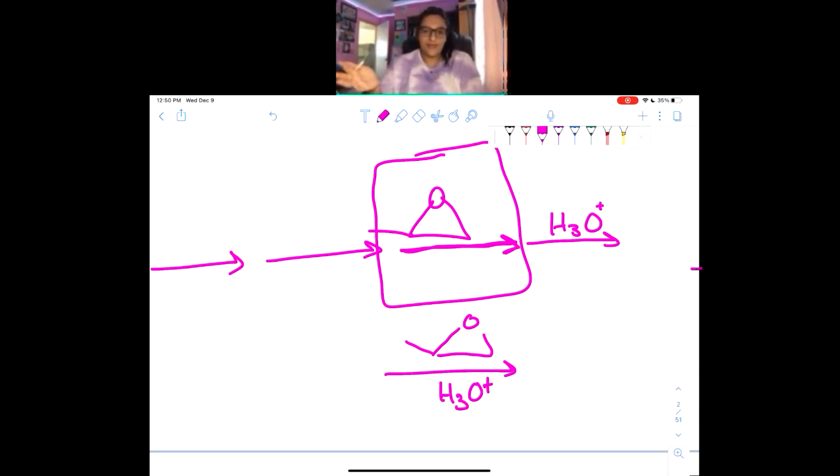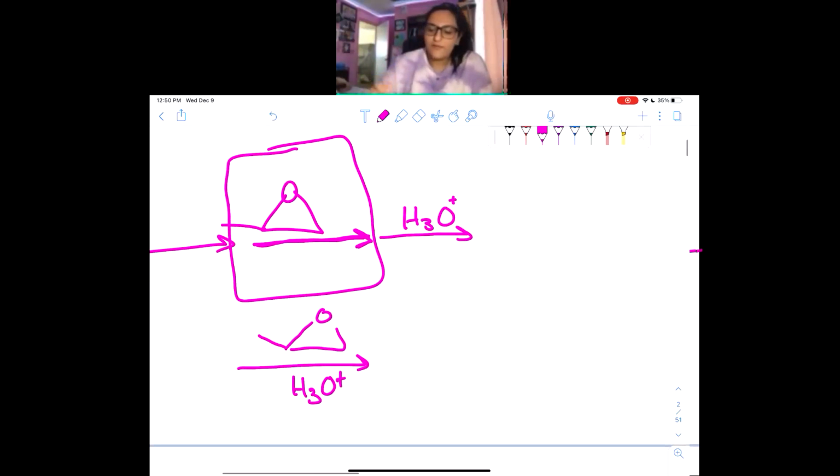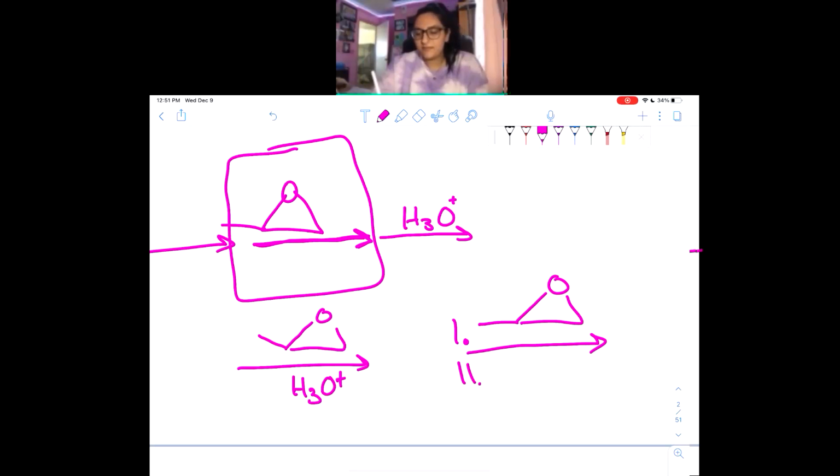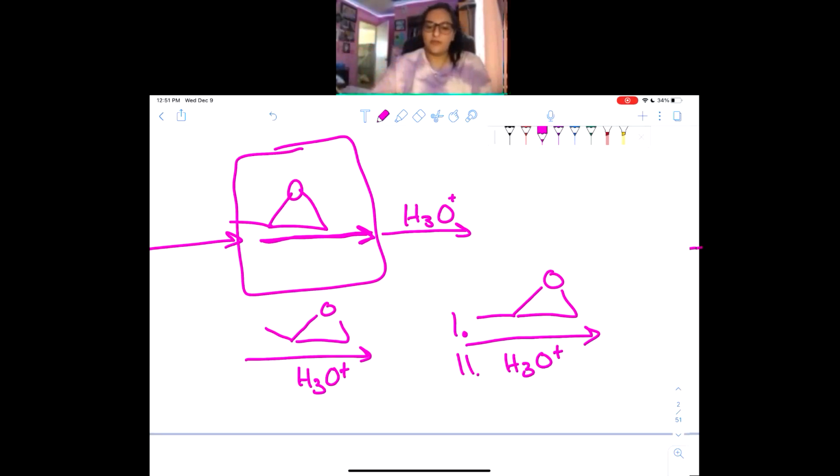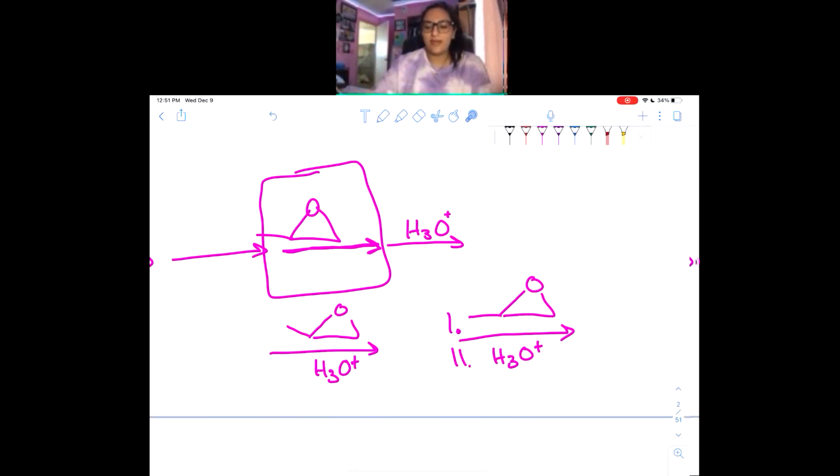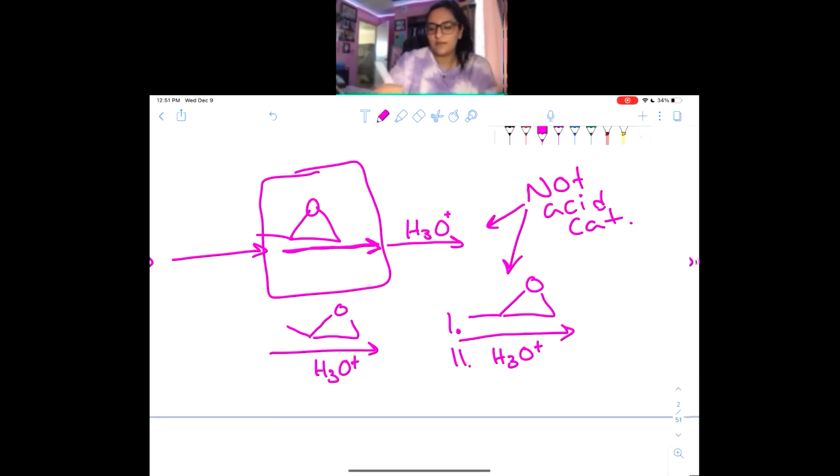If he were to give you just like this, then it would be acid catalyzed. If he gave you this, and he did this, that would mean they're two separate steps, so it's not acid catalyzed. So these are the three ways he could kind of do that. In these two, it's not acid catalyzed. In this case, it is acid catalyzed.